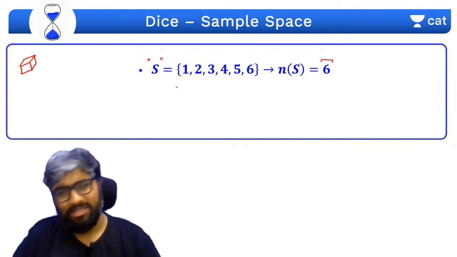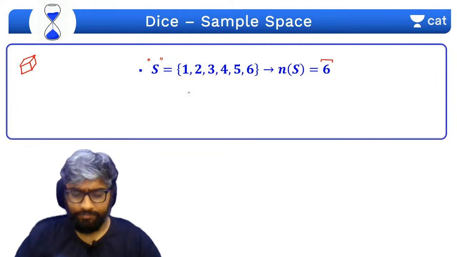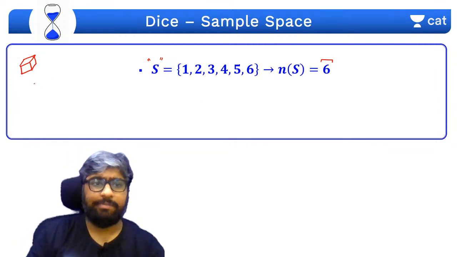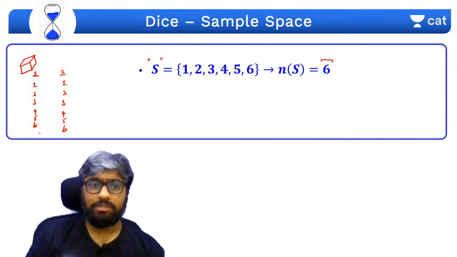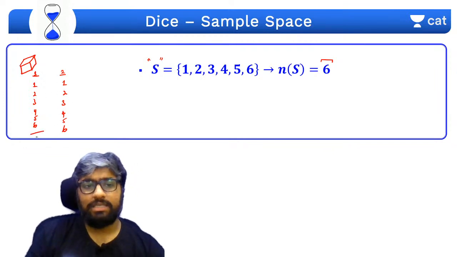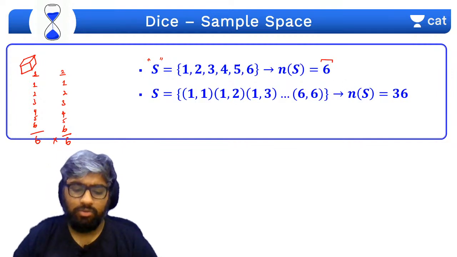Yes, and what are the 6 elements? Numbers from 1 till 6. Now, what if 2 dice are rolled? What would happen then? You will have 1, 2, 3, 4, 5, 6 possibilities in die number 1, and in die number 2 also you will have 1, 2, 3, 4, 5, 6 possibilities, and different arrangements or combinations of these numbers would be formed. So there are 6 options here and 6 options here. That means there will be 36 options when 2 dice are rolled.